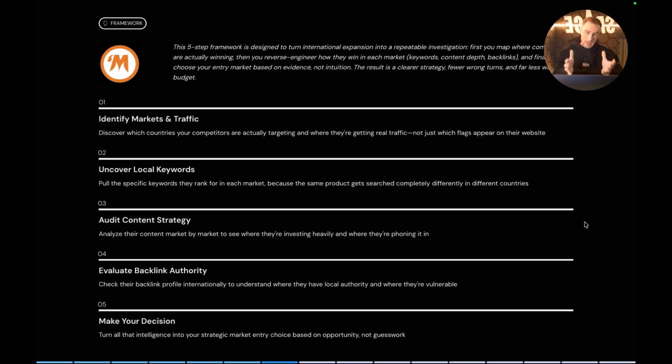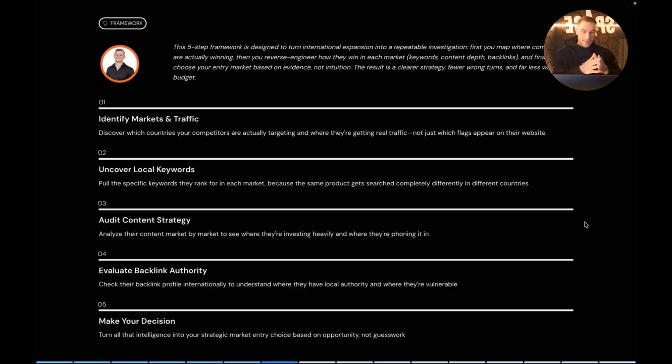The third step is auditing their content strategy. So seeing where they actually invest the most money. Is their content strategy in the UK way better developed than, for example, in Germany or in France? Or is this a UK brand that is almost spending as much money in Germany as they are in the UK? And why are they not spending as much money in Italy, right? So looking at that is very important.